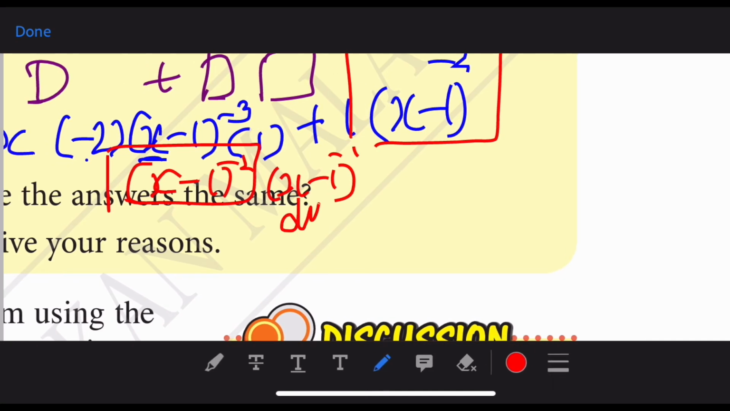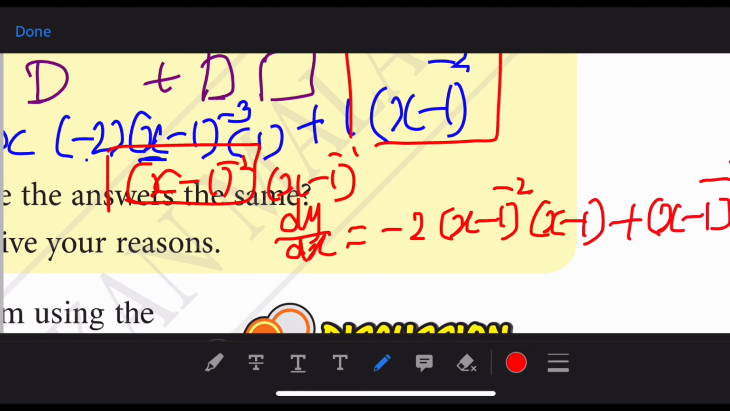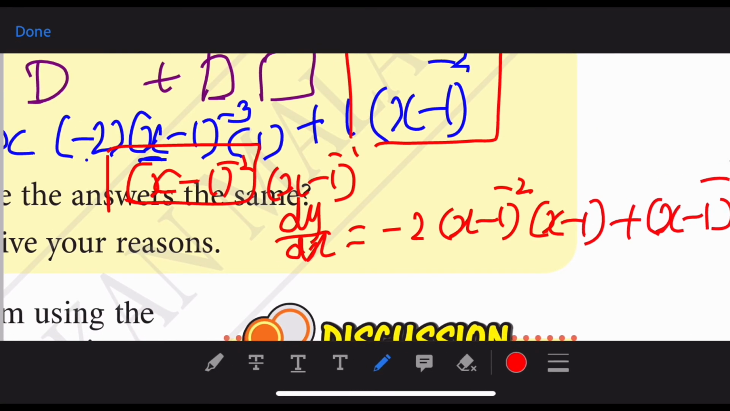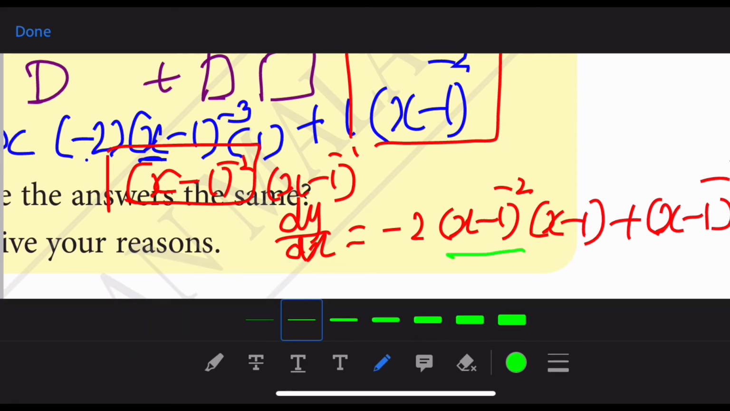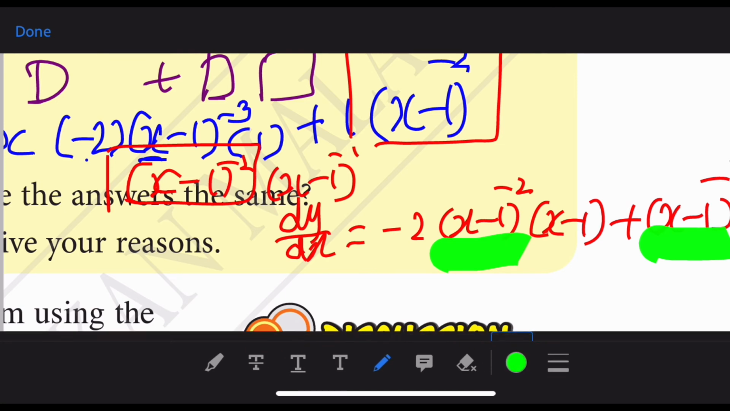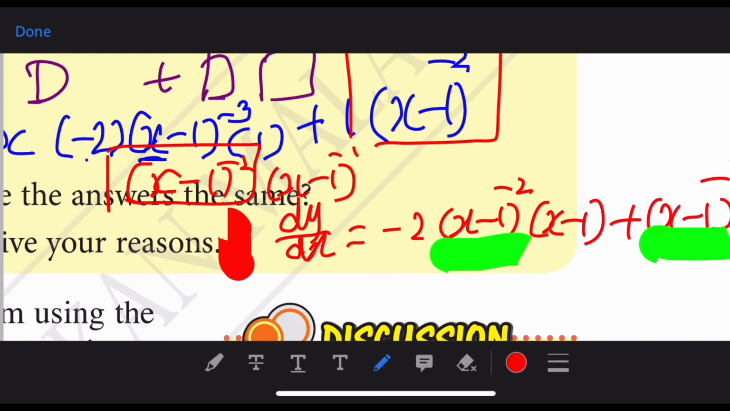So now my dy dx is negative 2 x minus 1. I make it negative 2, then x minus 1 plus x minus 1 negative 2. Why I do that? Because I want to focus on the common factor. Now I highlight to you. Where's my common factor? This one. Make it thicker. And this one. These two can be taken out, because they are common. Common means they are the same. Understand?